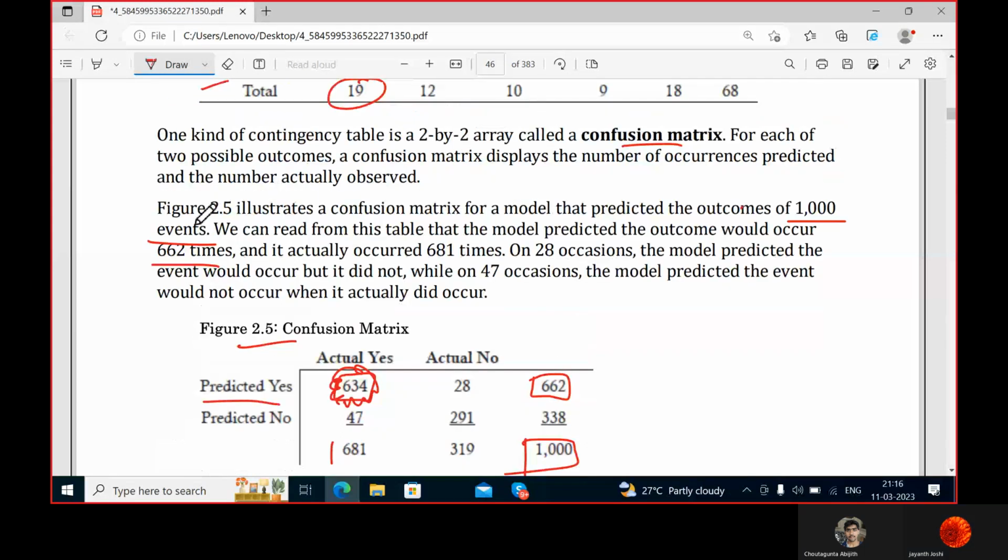See, Abhijit, what does it show? Figure 2.5 illustrates a confusion matrix for a model that predicted the outcomes of 1000 events. Prediction is forecasting; in actuality, something happens that you are forecasting today. If the prediction matches the actual, that's a coincidence, but it won't happen many times. So we can read from this table that the model predicted the outcome would occur 662 times.